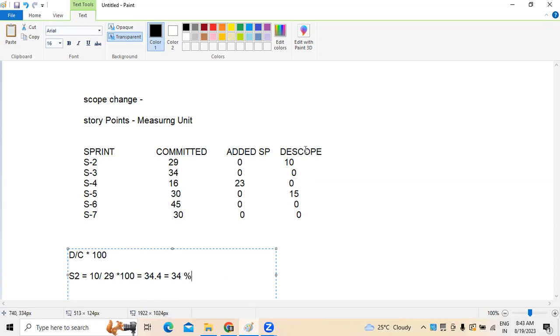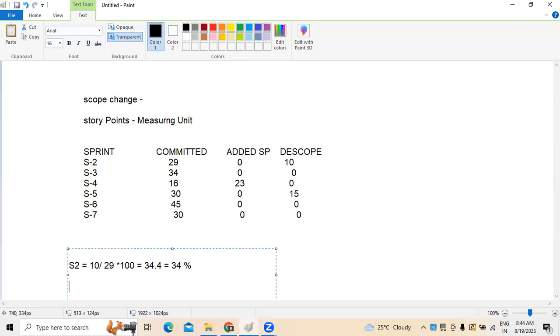So this is how generally we calculate even for the remaining sprints, whatever we have taken. For example, if you have taken sprint 5, where nothing was added, but the committed was 30 and the descope was 15, we can take 15 divided by 30 into 100, right? That is how we will know the percentage of descope, so that we can understand much better.